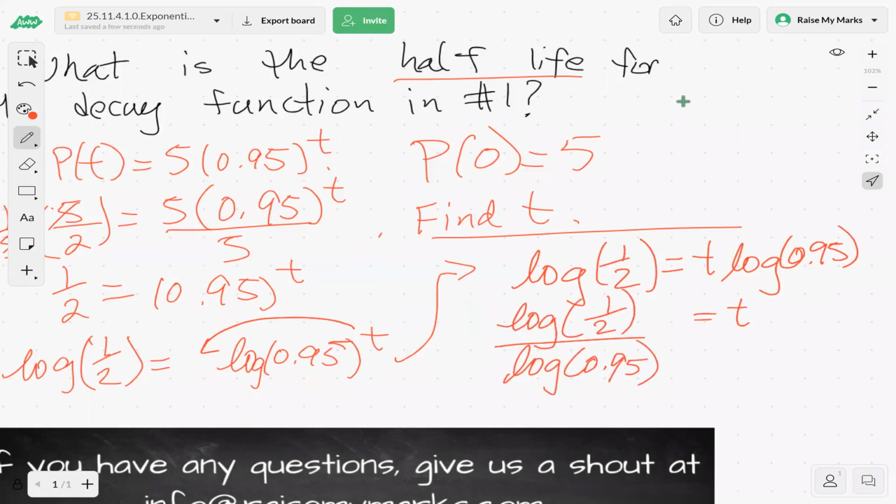So let's see if I can do that very quickly. Let's see, log of 1/2, divided by log of 0.95, and we get t equals approximately 13.513. So the half-life of our decay function is t equals 13.513.